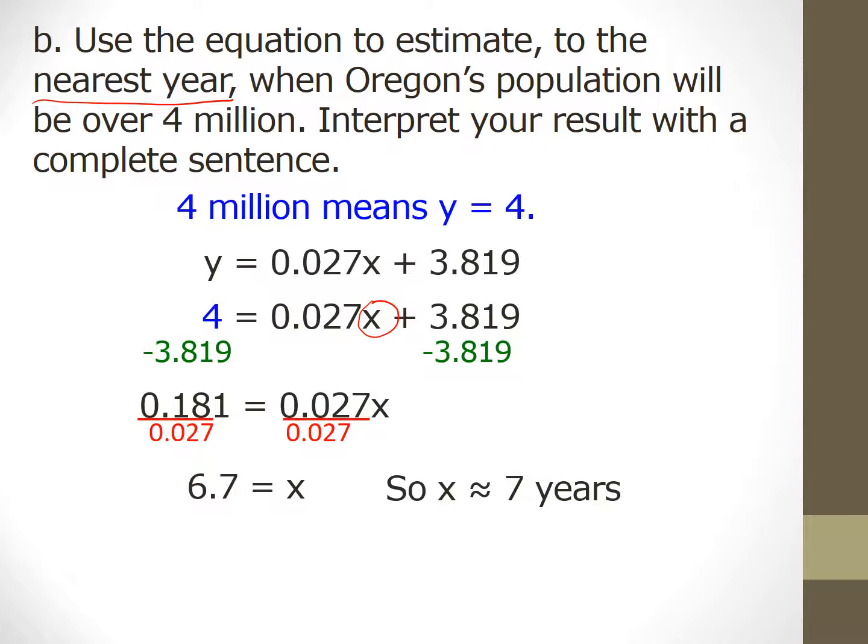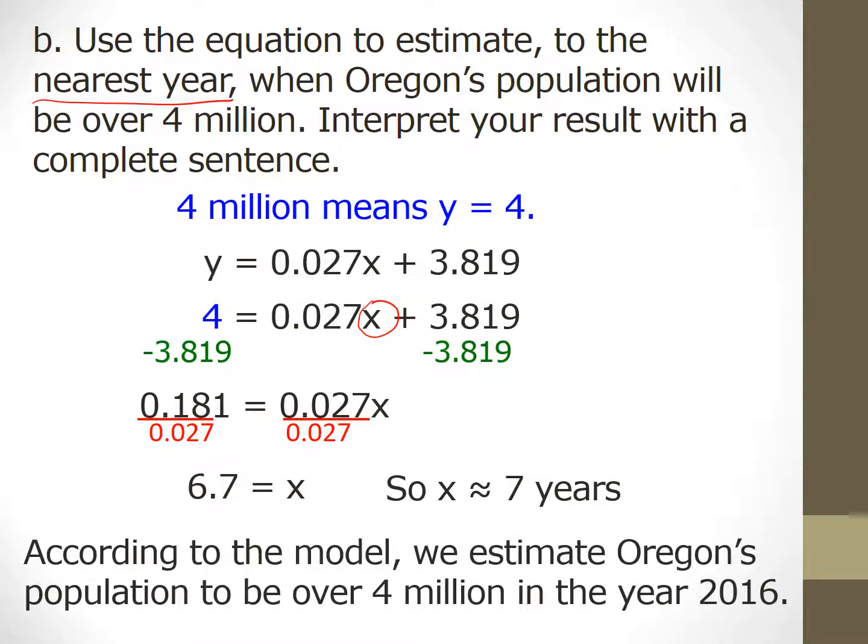So after about 7 years, let's interpret this with a sentence. According to the model, we would estimate that Oregon's population will be over 4 million people in the year 2016. And again, why 2016? Because this is measuring it since 2009. So 2009 plus those 7 years puts us at 2016. That's how I came up with the year.